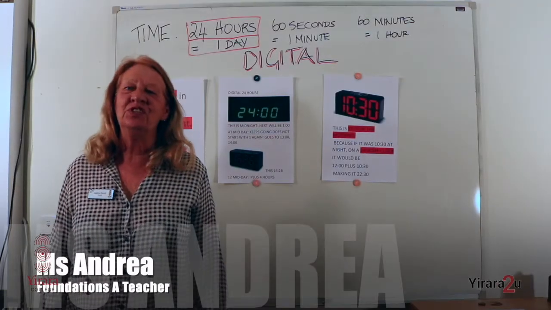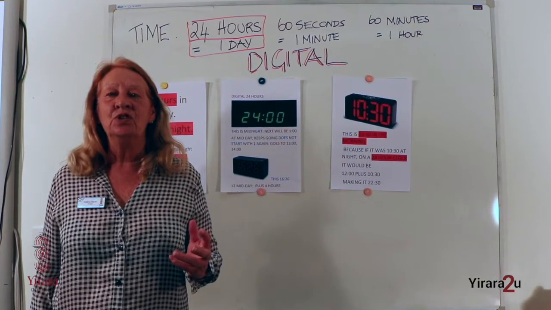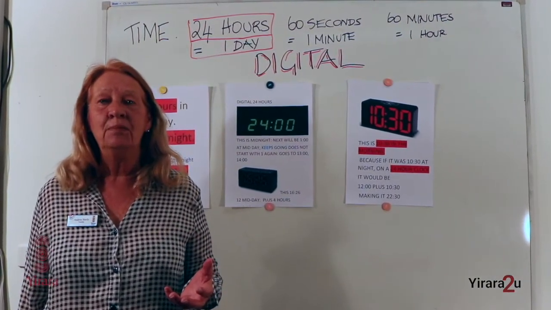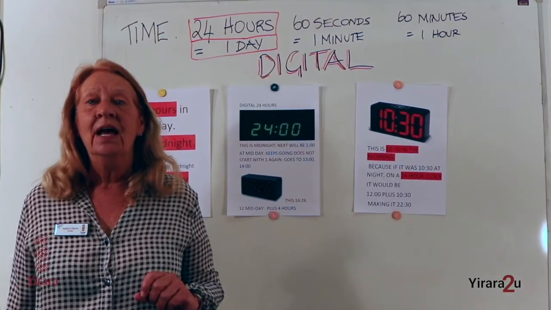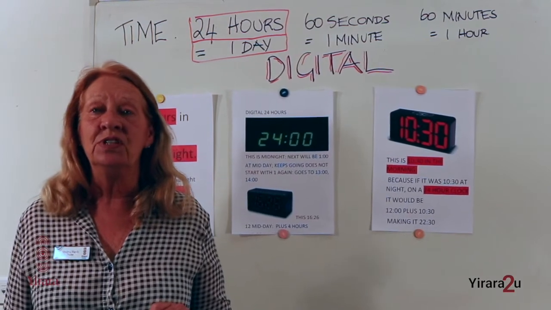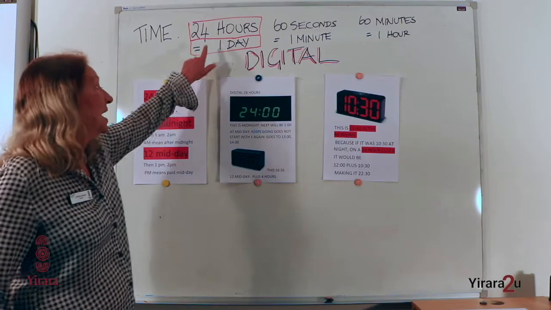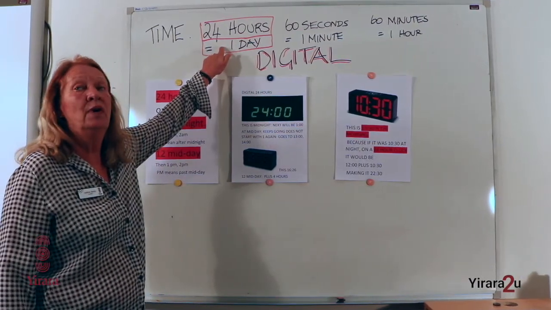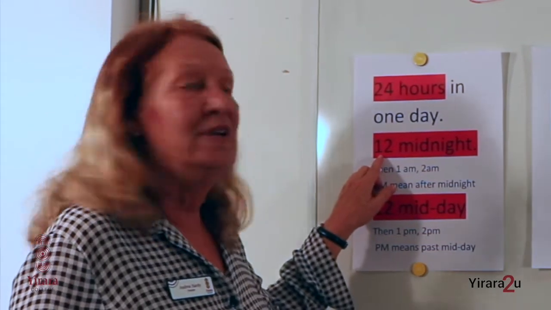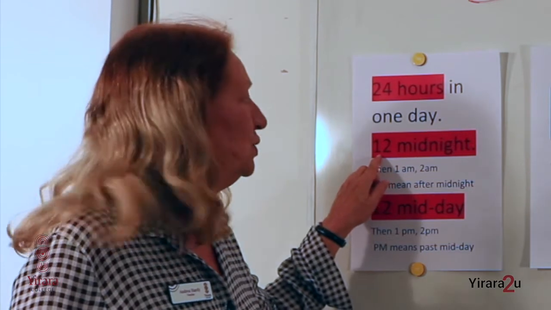Okay, let's go on to digital time. So a lot of people have digital time on their phones, on their alarm clocks when they're watching out for when to get up, and particularly at the airport and sometimes at train stations, they will use digital time. So you really need to be able to read that. It's the same thing, the day hasn't changed, there's 24 hours in the day. So the day kind of starts at 12 midnight. Even though that seems funny, it doesn't start in the morning, it starts at 12 midnight.